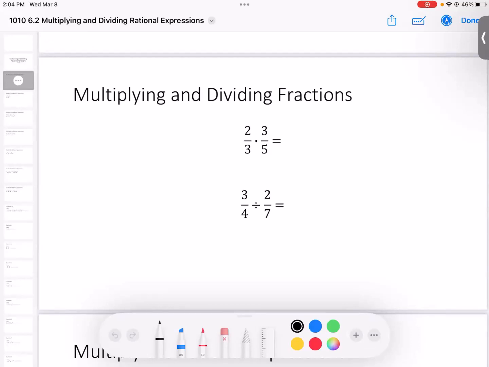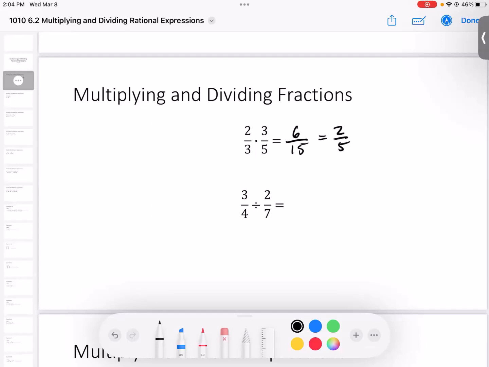When we multiply fractions, you multiply the top and the bottom of the fraction. So if you had 2/3 times 3/5, you would just do 2 times 3, which gives you 6, and 3 times 5, which gives you 15. And then you could also reduce that because both of those are divisible by 3. So you could reduce that to be 2/5.